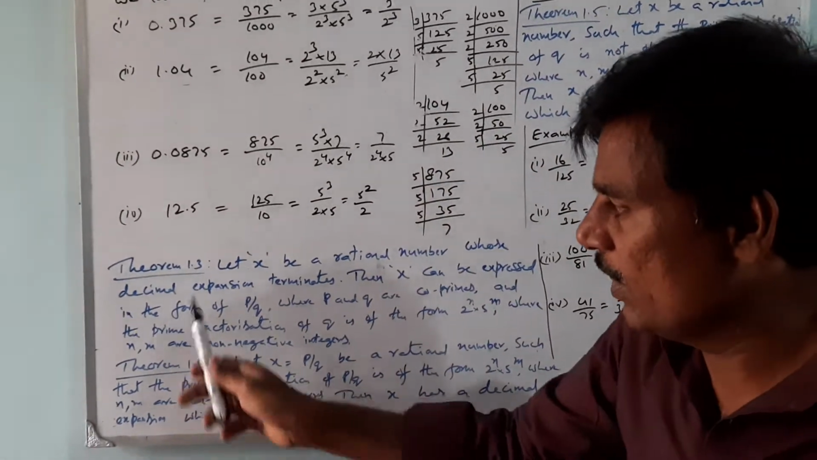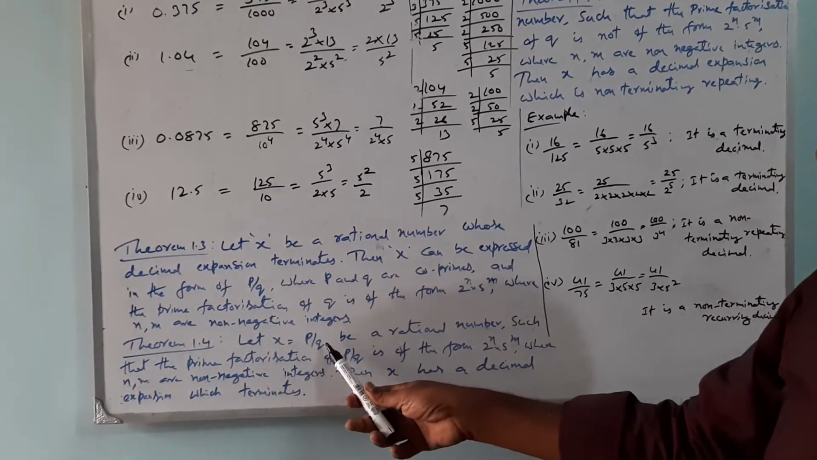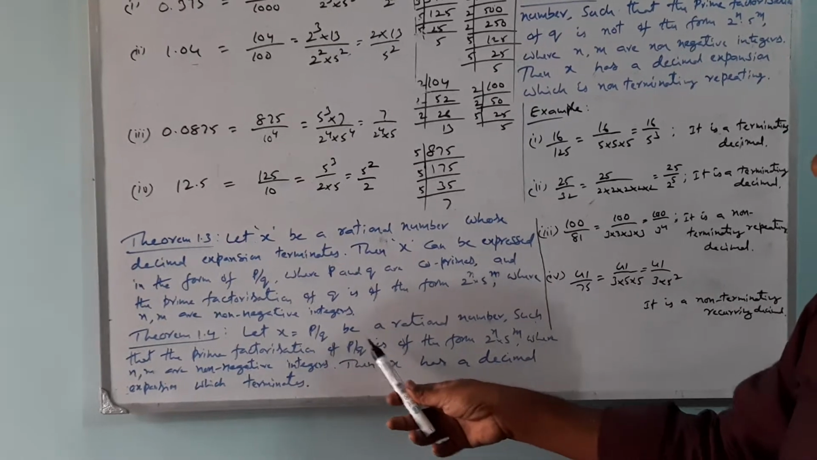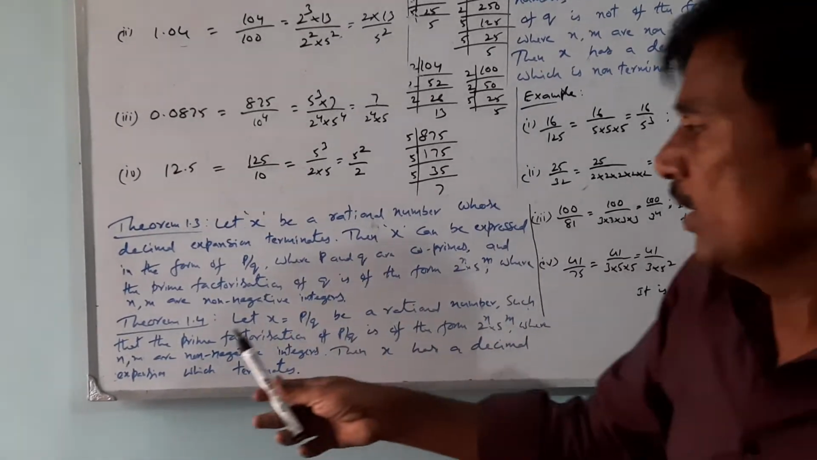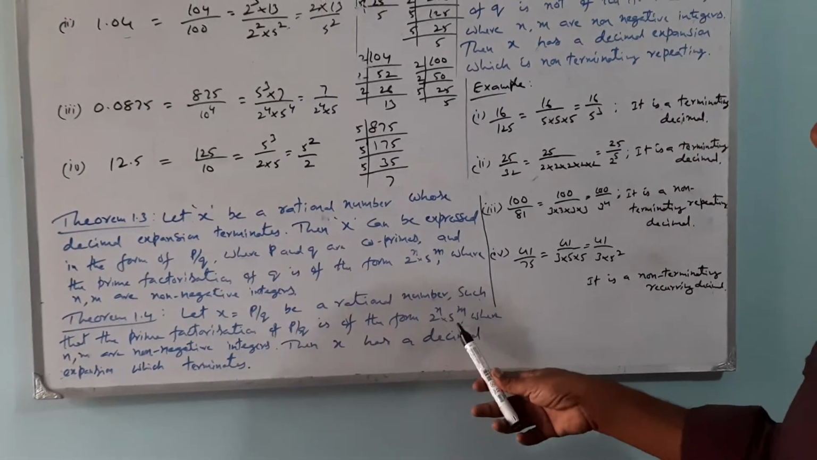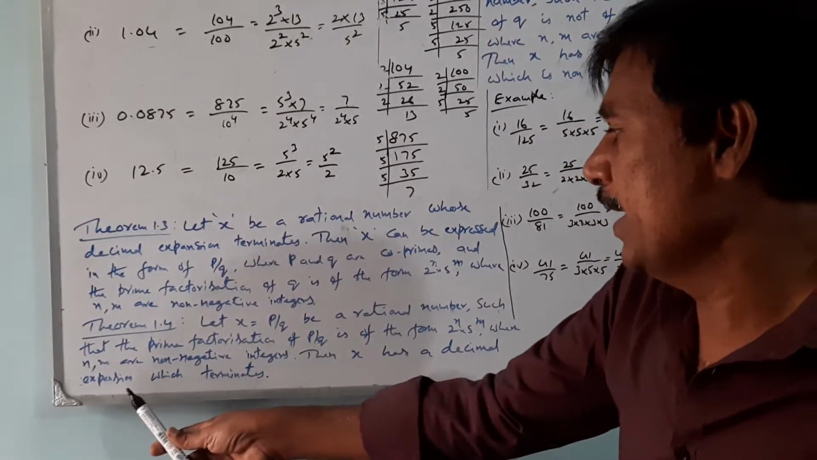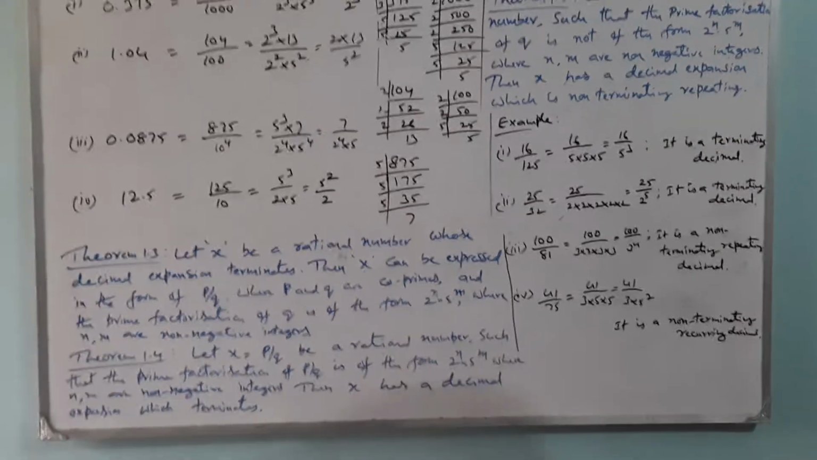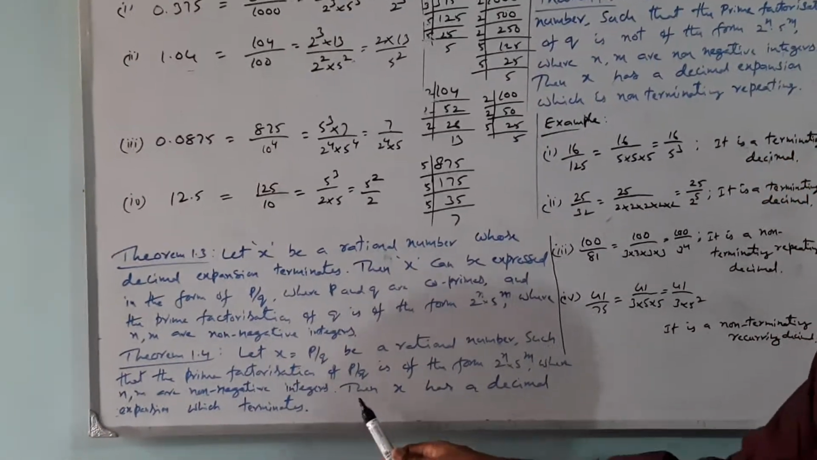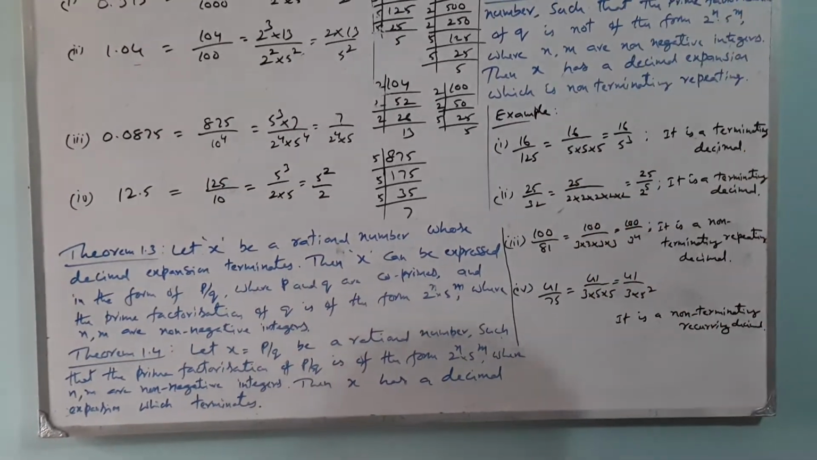The converse of this theorem can be stated as: let x equal p by q, where p and q are co-primes, be a rational number such that the prime factorization of q is of the form 2 power n into 5 power m, where n and m are non-negative integers. Then x has a decimal expansion which terminates.